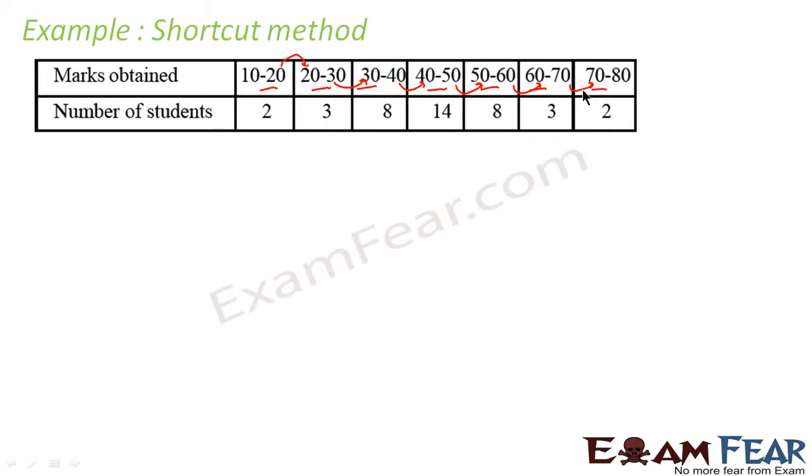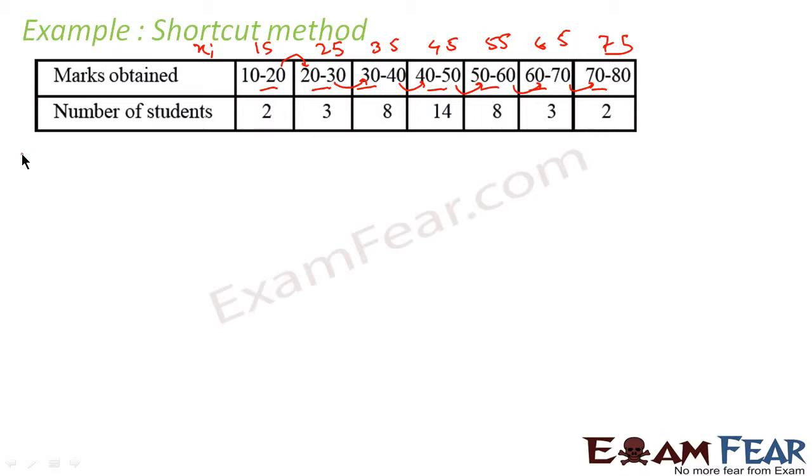First step, we'll find the xi. So xi will be right here only. 10 plus 20 by 2, 15. 20 plus 30 by 2, 25. 30 plus 40 by 2, 35. 40 plus 50 by 2, 45. 50 plus 60 by 2, 55. 60 plus 70 by 2, 65. 70 plus 80 by 2, 75. So we have the xi's.